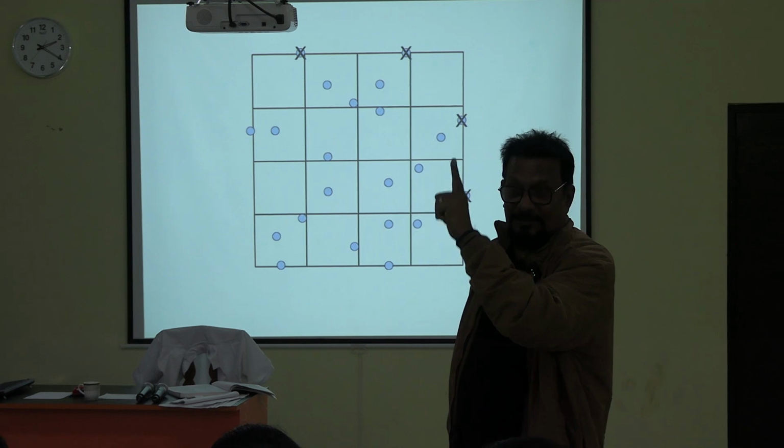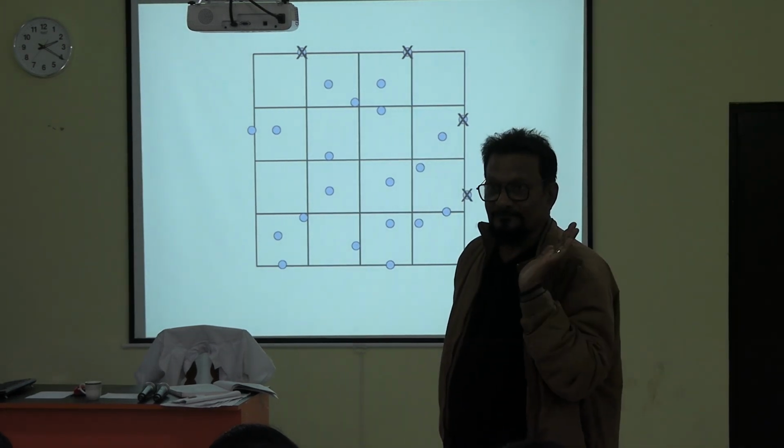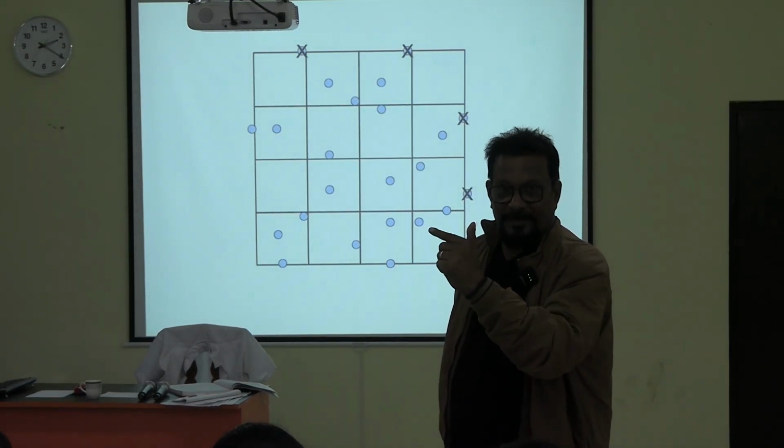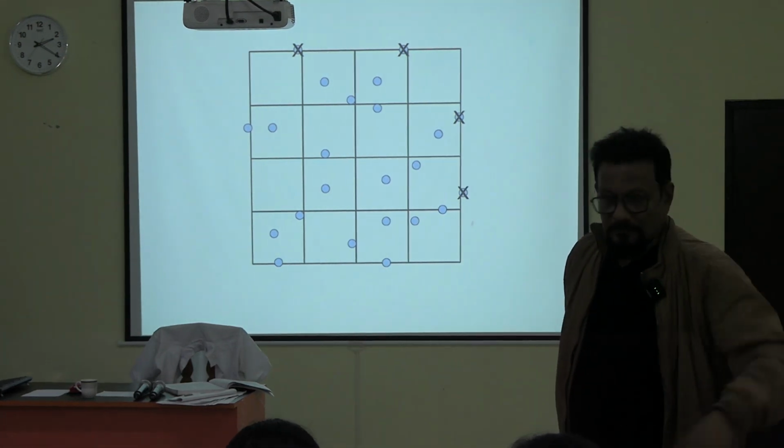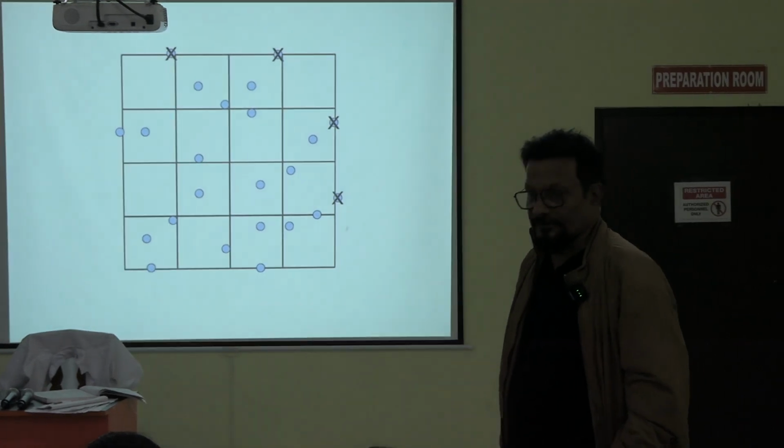Touching upper border, touching right border, excluded. But touching left line and lower line included. Now you count how many and write it down. Individually, don't copy from others.